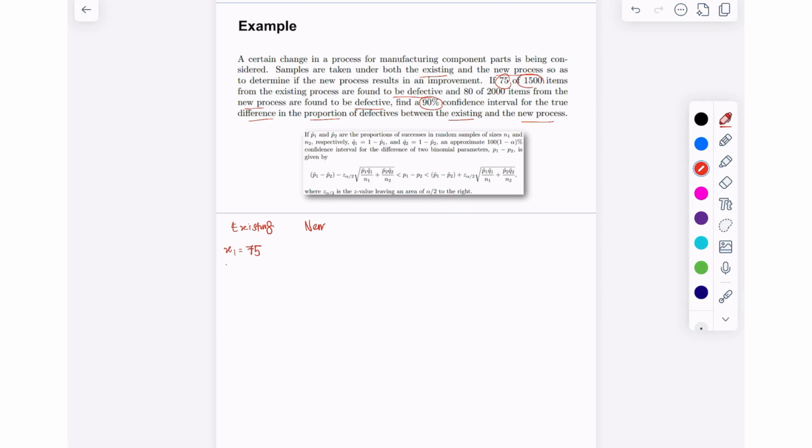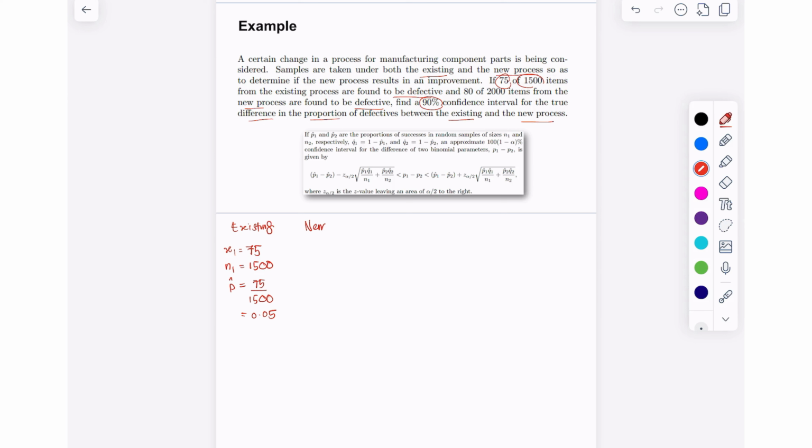Okay, and N1 is 1,500. So the P1 hat is X1 divided by N1, that is 75 divided by 1,500. So it is equal to 0.05.